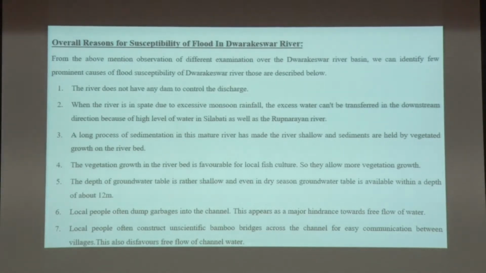The vegetation growth in the riverbed is favorable for local fish culture, so they allow more vegetation growth. The depth of the groundwater table is rather shallow. Even in the dry season, the groundwater table is available within a depth of 12 meters. The local people often dump garbage in the channel. It also chokes the river channel and creates flood.